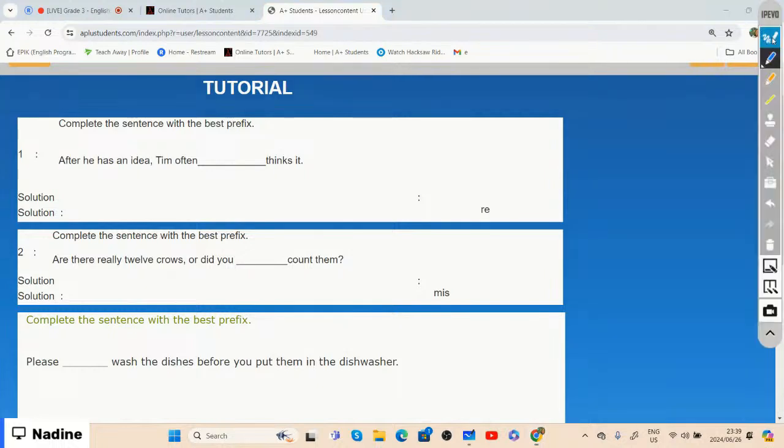All right. And if we were to choose the correct prefix, then we would say, after he has an idea, Tim often rethinks it, meaning he's thinking that again.